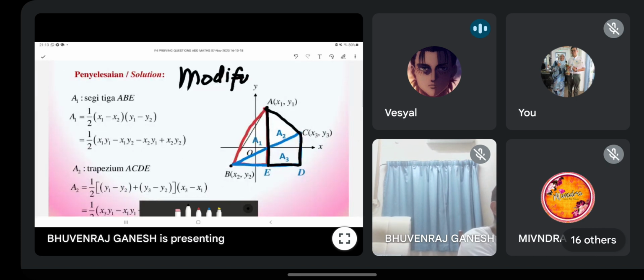So here, what we're going to do is take the triangle BAE, the area A1. We plus the area of the trapezium ACDE, and then we minus the other triangle, the non-shaded triangle, BCD. When we do these three steps, we'll actually get the area for triangle ABC, which is what we want to get in the first step. All good?